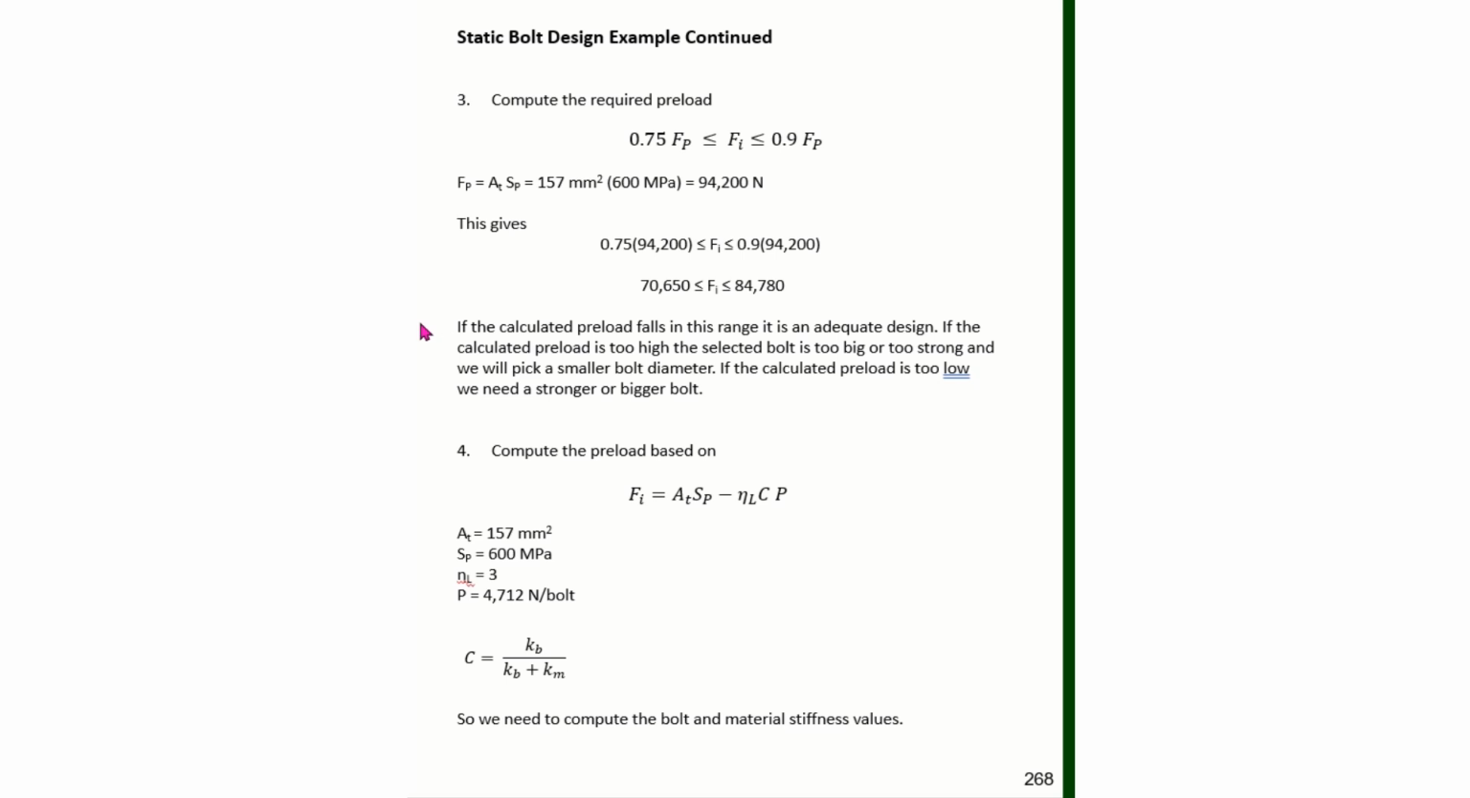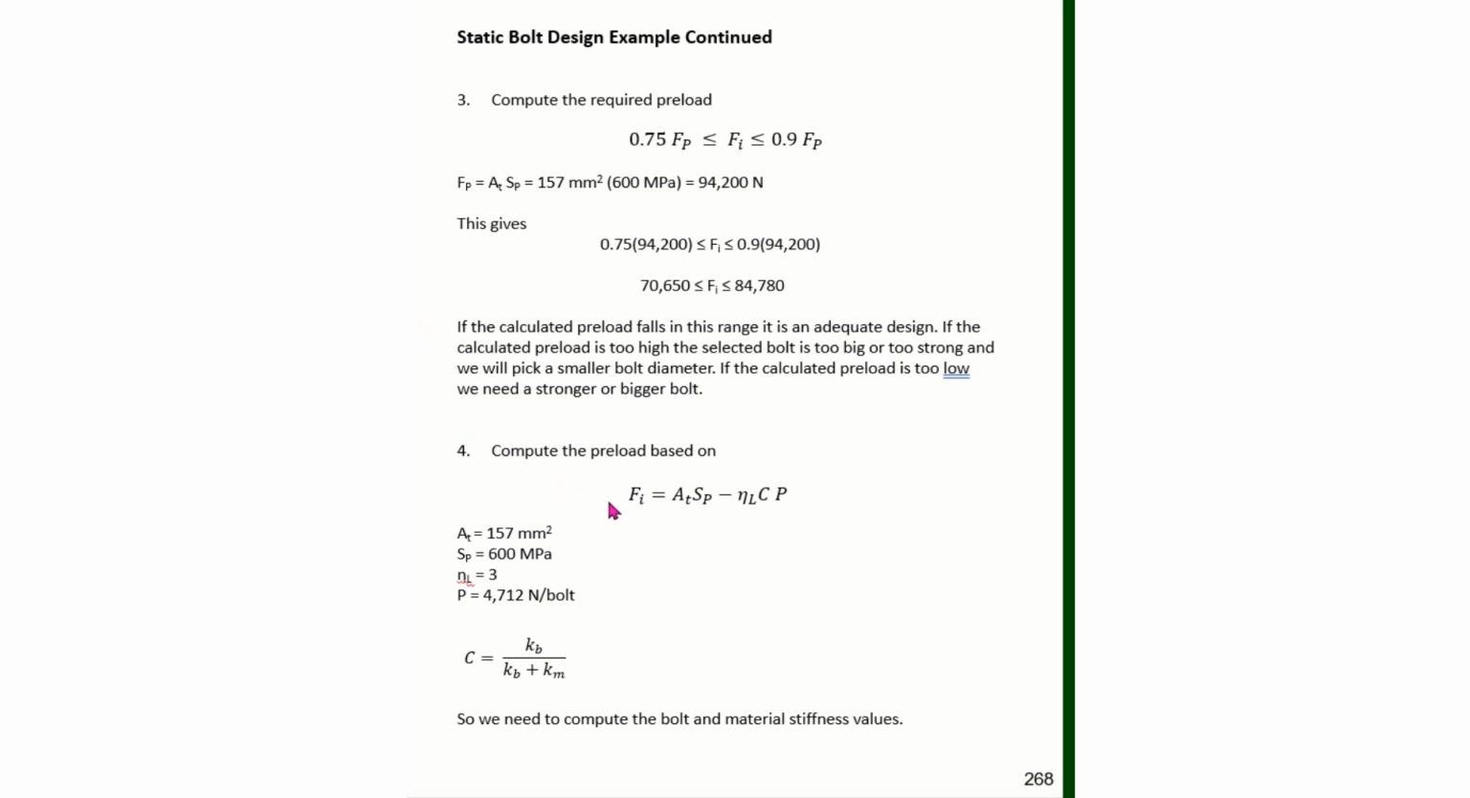If the calculated preload falls in this range, it's a good design, it's an adequate design. If the calculated preload is too high, the selected bolt is too big, and we need to pick a smaller bolt. If the calculated preload is too low, we need to pick a stronger or a bigger bolt.